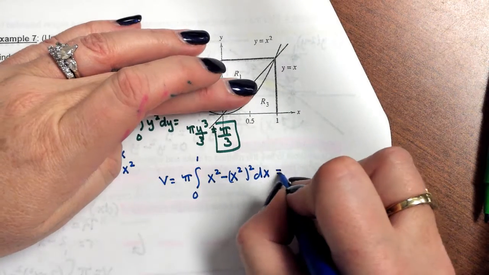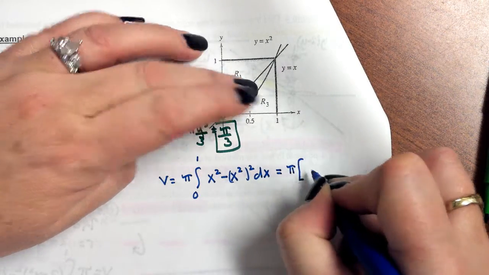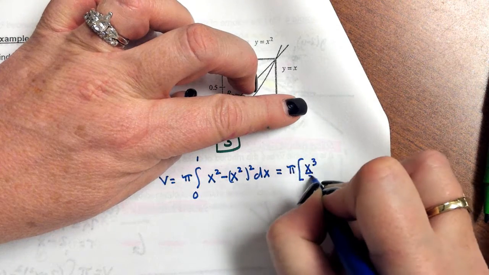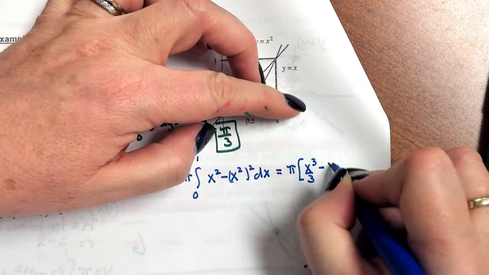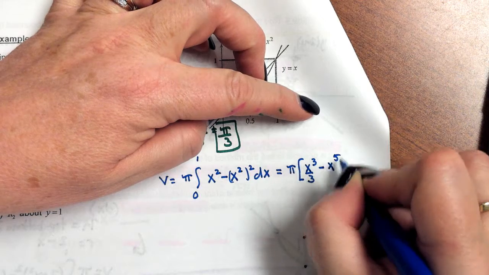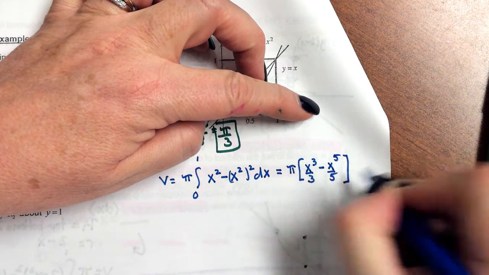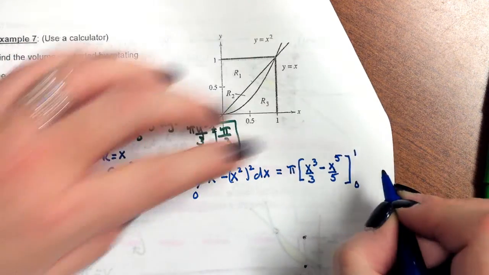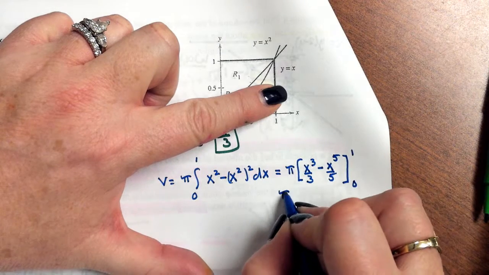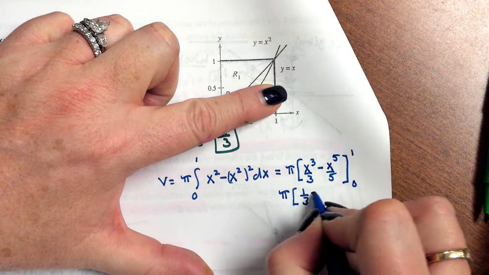So when I integrate, I have pi times x to the third over 3 minus, this is going to be x to the fourth, which gives me x to the fifth over 5. Again, I have to evaluate this from 0 to 1. So I have pi times 1/3 minus 1/5.